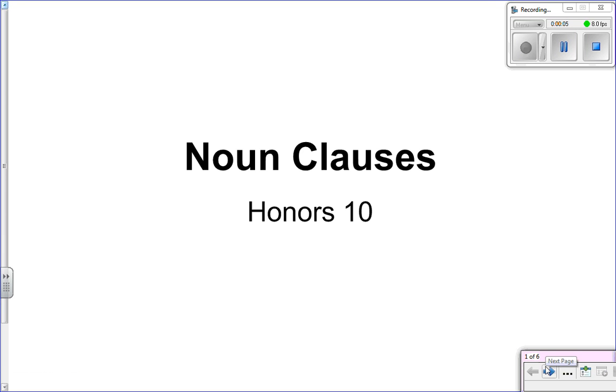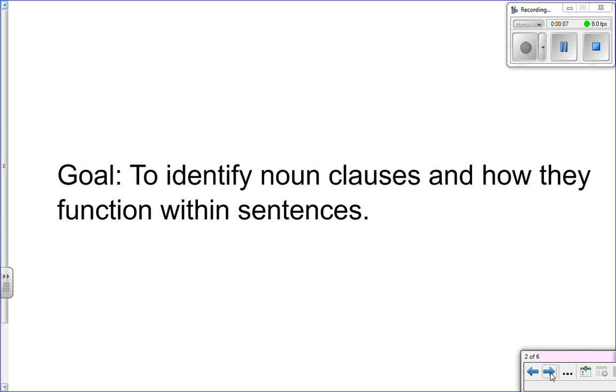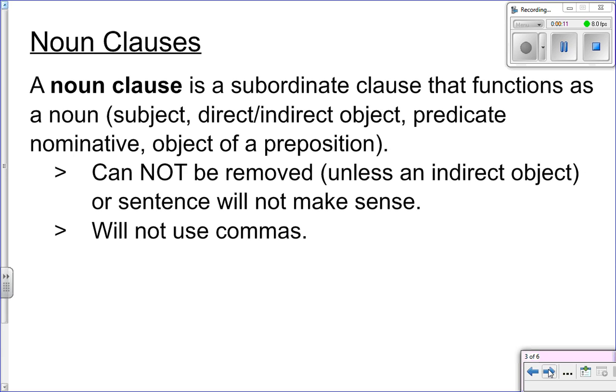Our goal for today is to be able to identify noun clauses and how they function within sentences. As you're reading through this information, make sure you're taking notes and writing down questions that you may have. A noun clause is a type of subordinate clause that functions as a noun.